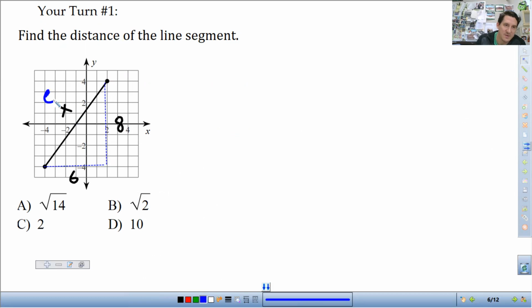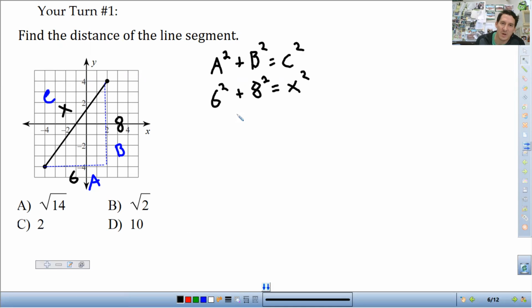So I'm going to label it with a different color. The longest side is always C, and then A and B are interchangeable. So putting this in Pythagorean theorem: a squared plus b squared is equal to c squared. A is 6, b is 8, c is x. 6 squared is 36, 8 squared is 64. x squared, 36 plus 64 is 100. And then square root both sides. Square root of 100 is 10.